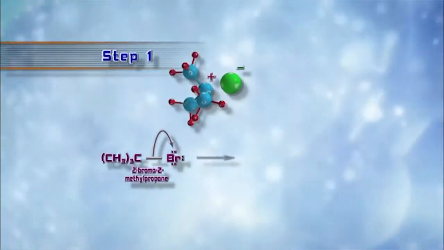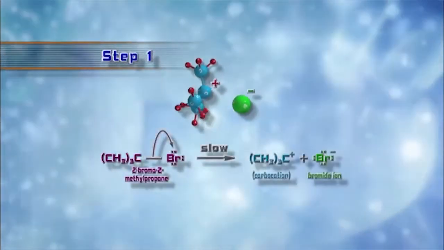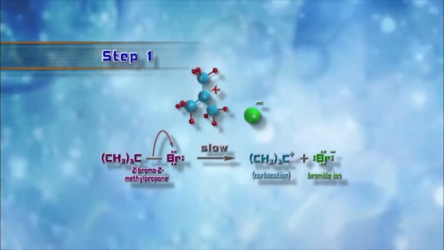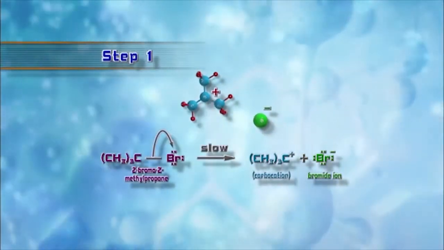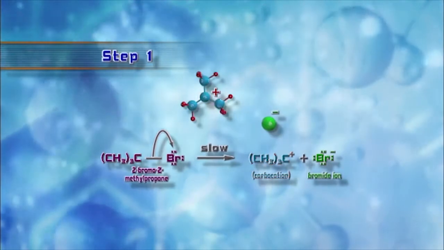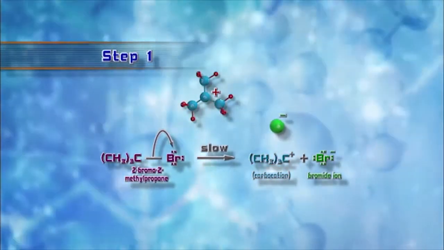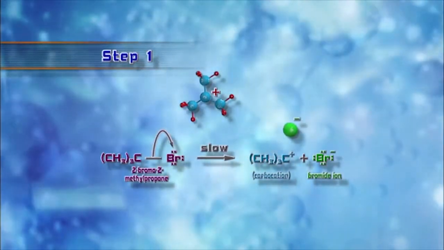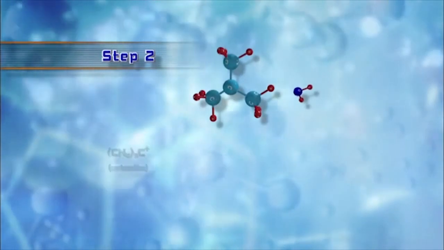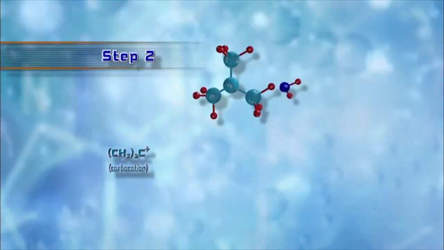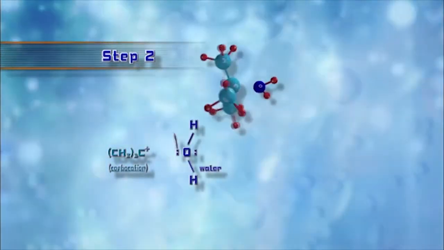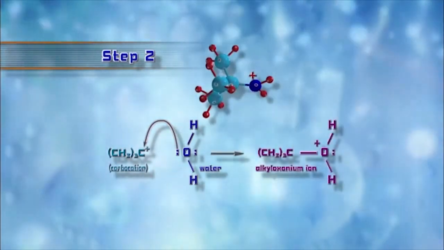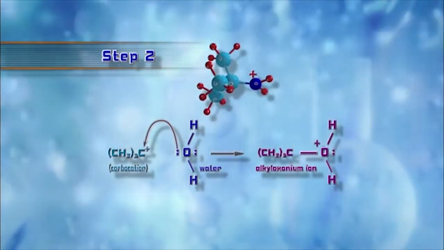Firstly, the haloalkane dissociates to give a halide ion and a species that bears a positively charged carbon atom, that is, a carbocation. This is the slowest step. We call it the rate-determining step. Secondly, the carbocation formed in step 1 reacts rapidly with a water molecule to give an alkyloxonium ion which is positively charged.